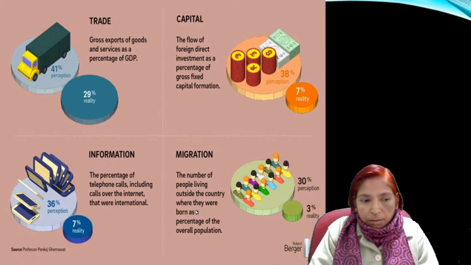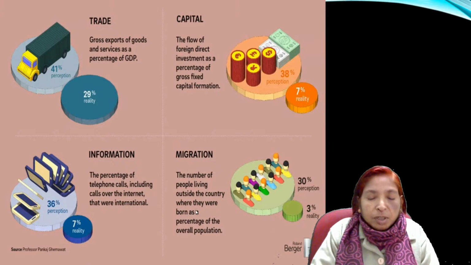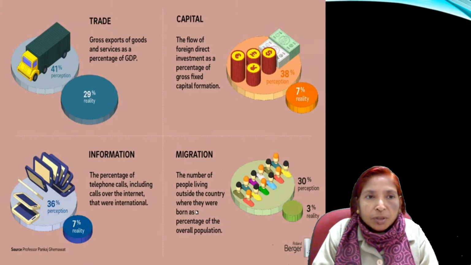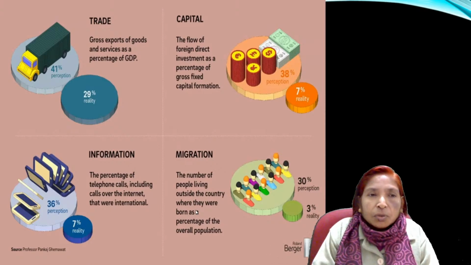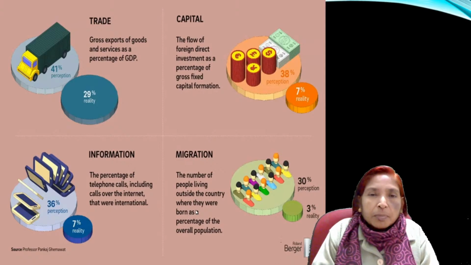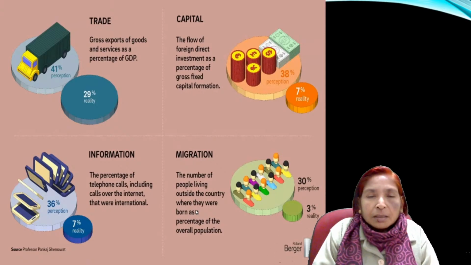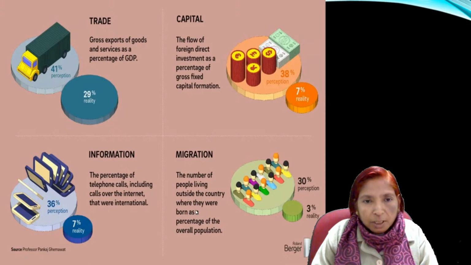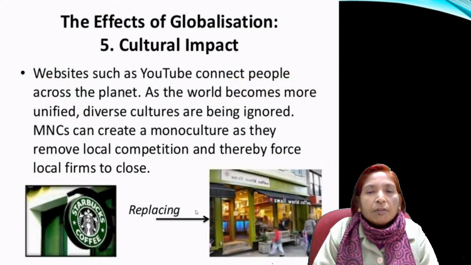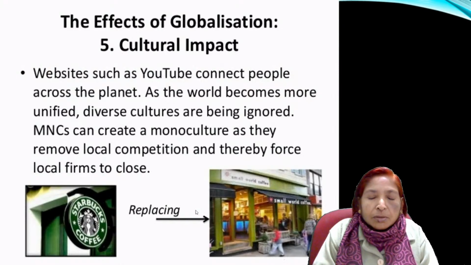So, this is the process of globalization in which we are increasing interdependence and interconnectivity with the rest of the world through trade, capital, information, and migration. We can adopt this globalization process, but here we see that the perception remains higher than reality. Next is the effect of globalization. What is the cultural impact of globalization?